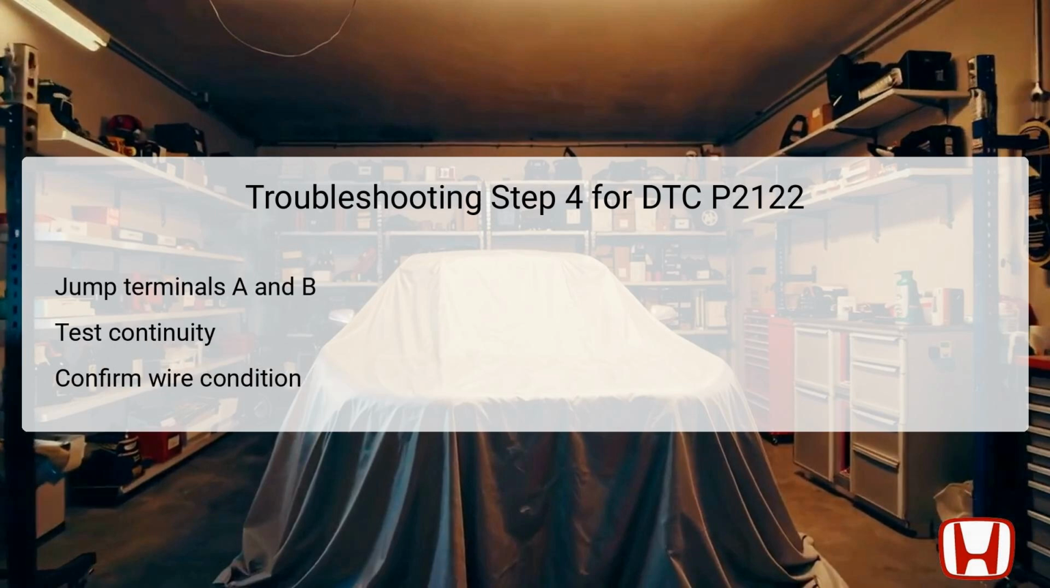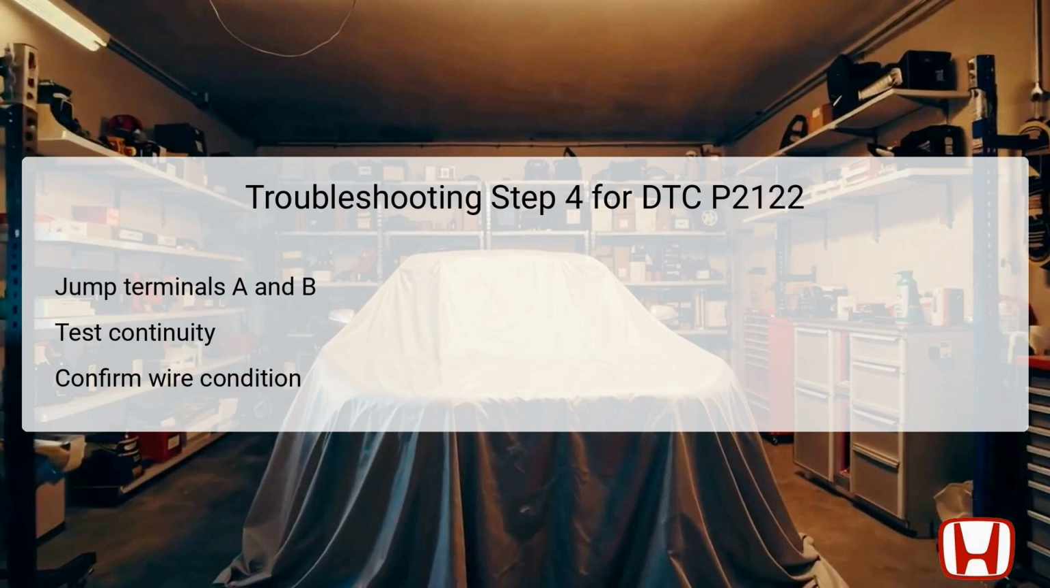Proceeding to the fourth step involves preparing to check for an open wire in the AP1 line. You'll connect a jumper wire between terminals A, which is pin number 6 of the APP sensor connector, and terminal B, which connects to body ground. This action allows you to create a direct path to check continuity effectively.